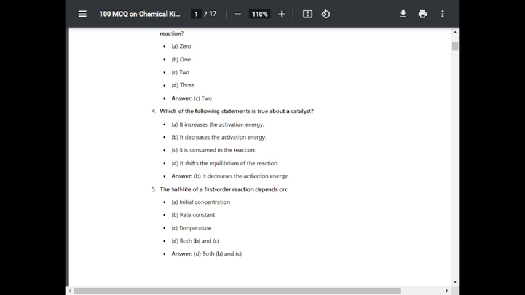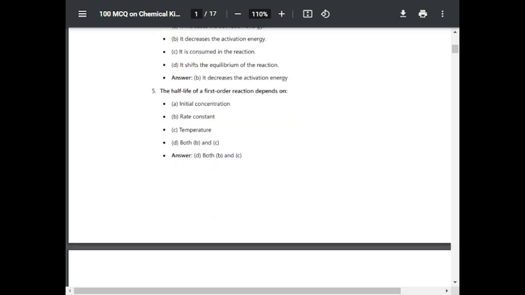Question number 5. The half-life of a first order reaction depends on: option A initial concentration, option B rate constant, option C temperature, option D both B and C. The correct answer is D, both B and C. That is, the half-life of a first order reaction depends upon rate constant and temperature. Hence B and C are correct, so option D is correct.